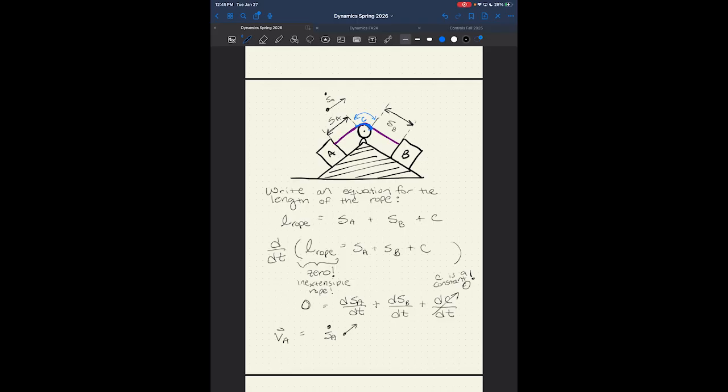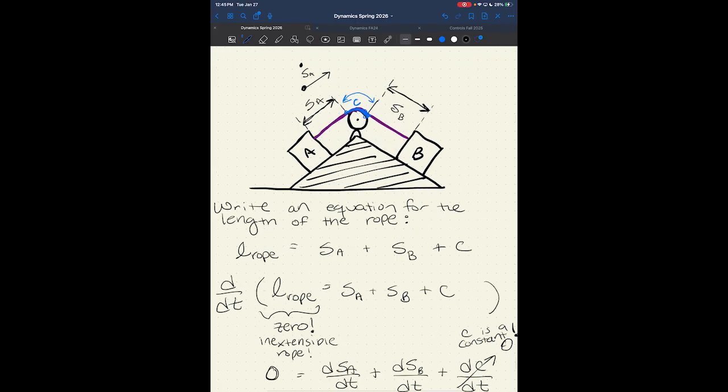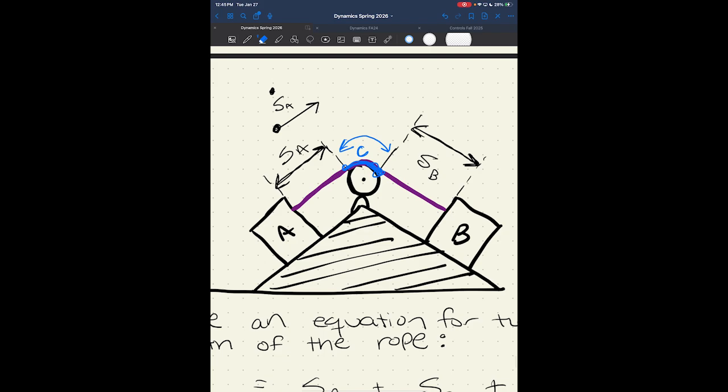Yes? Real quick, do you mind zooming in? Yes. On the picture? Yes. Okay?